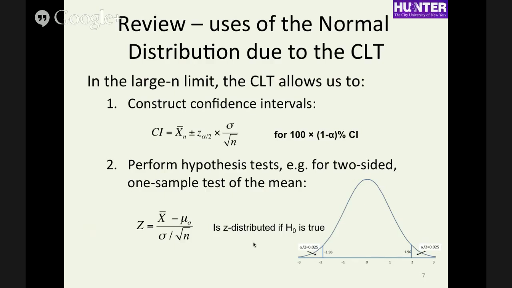Here were the formulas that you used, just as a review, for constructing the confidence intervals and for performing the hypothesis tests. And I'm just putting these up here so you'll have them handy for review, and you'll see how similar they are when we start using the t-distribution.